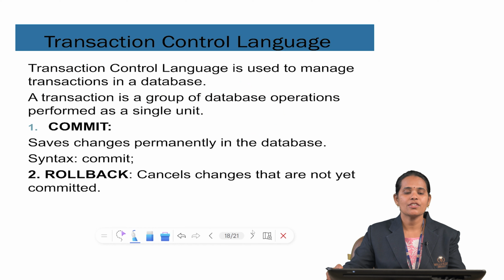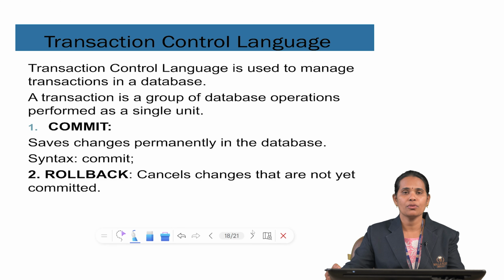The next language is transaction control language. The transaction control language is used to manage the transactions in a database. Here, what is a transaction? A transaction is a group of database operations performed as a single unit. This can be done by using three different commands: commit, rollback, and save point.